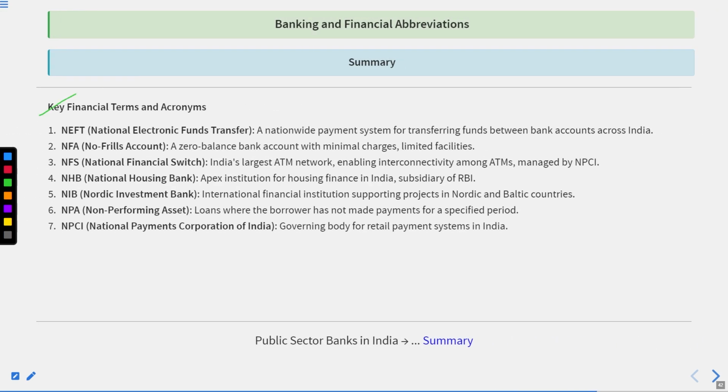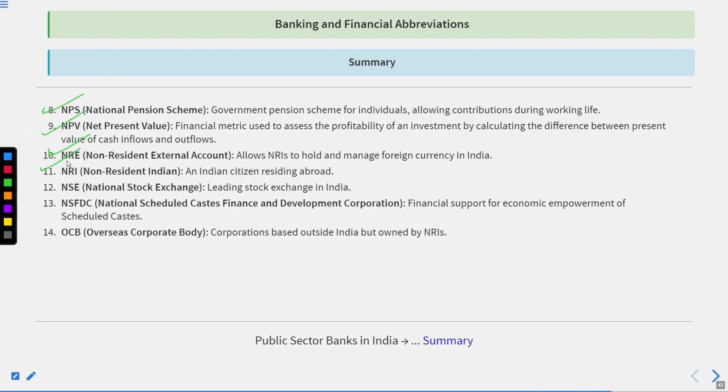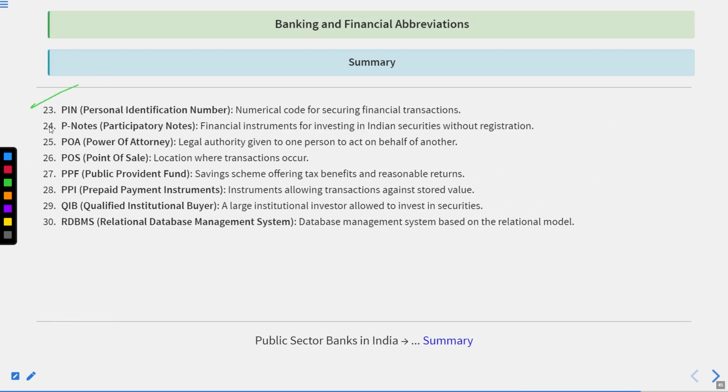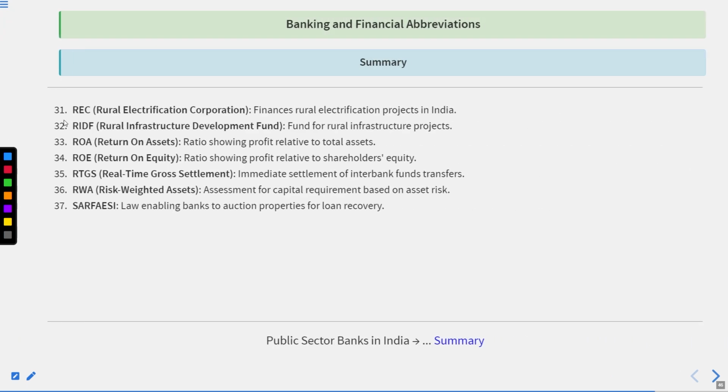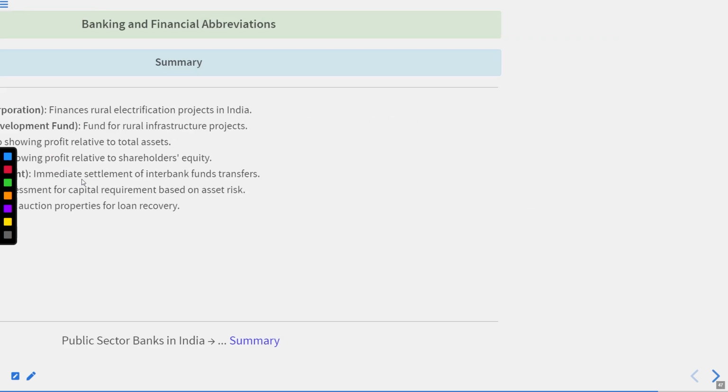Key financial terms and acronyms, we have seen NEFT, NFA, NFS, NHB, NIB, NPA, NPCI. NPS, NPB, NRI, NRE, NSE, NSFDC, OCB. Then OECD, OMO, OTCEI, OTP, PCS, PAN, PFRDA. P-Notes, POA, POS, PPF, PPI, QIB, RRB. Then we have seen REC, RIDF, ROA, ROE, RTGS, RWA, SARFAESI.